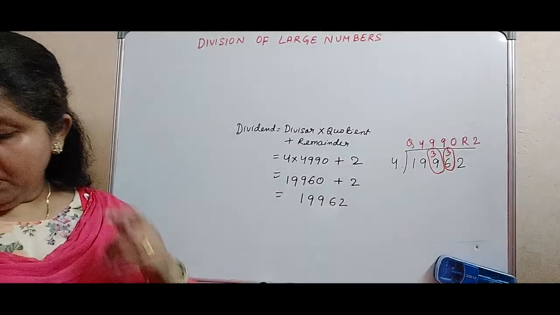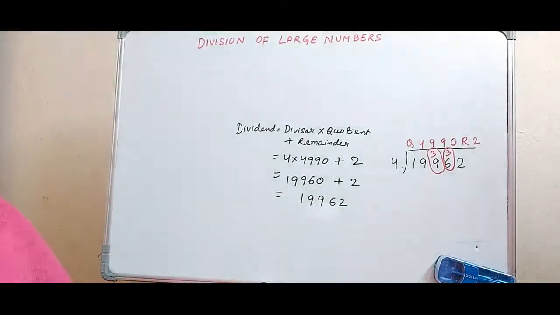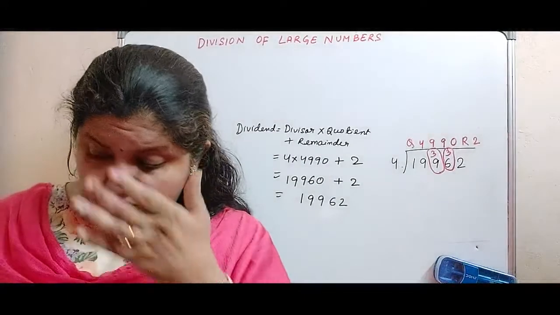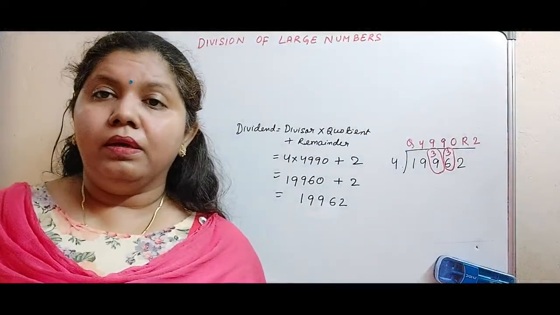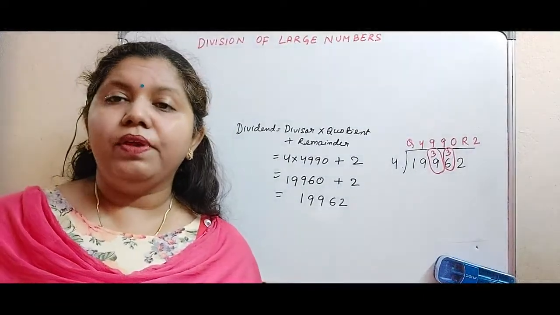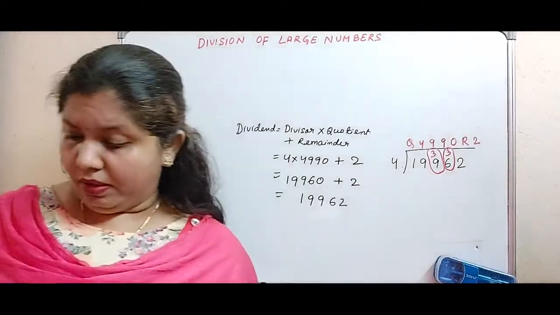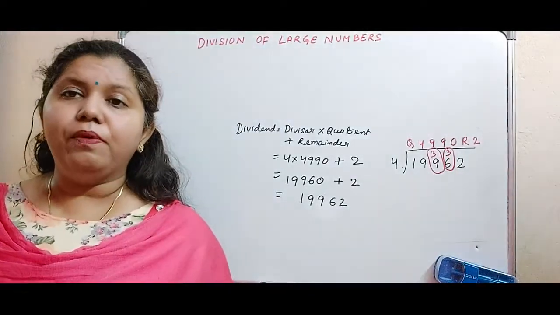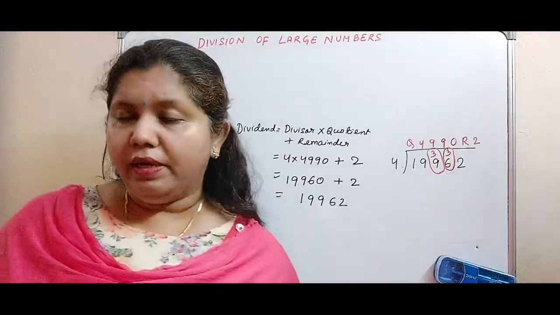Now you see, these are the methods for solving the division of large numbers. We have already completed this part. Now there is a topic where there are some numbers that have zeros at the end. How to deal with those types of numbers for division, let me show you.